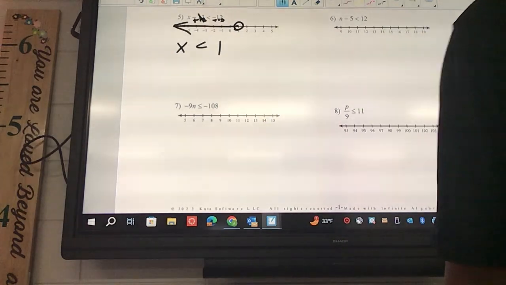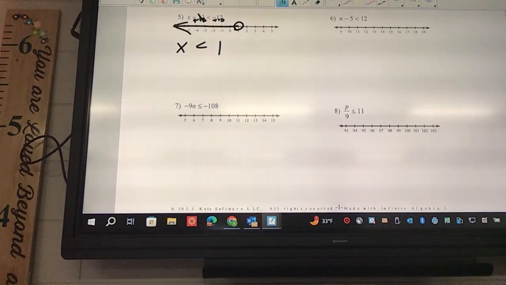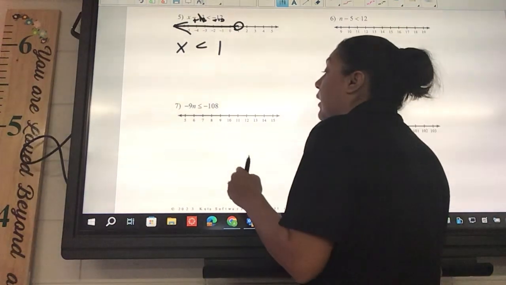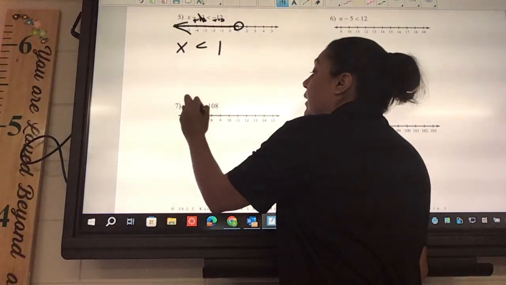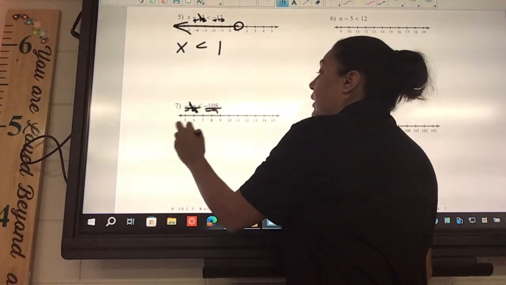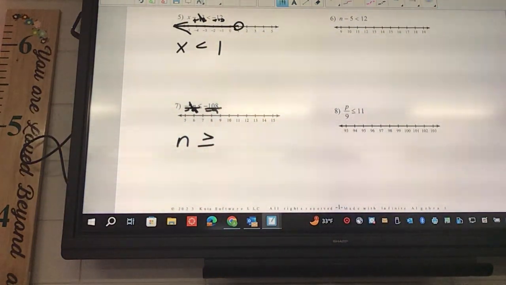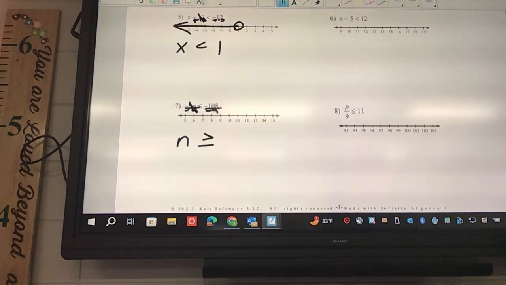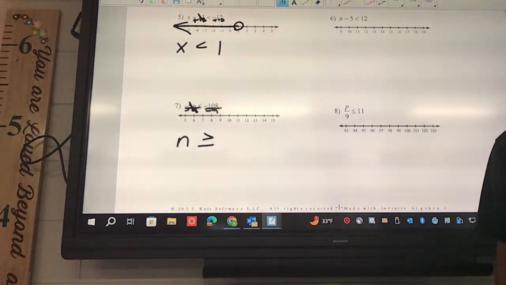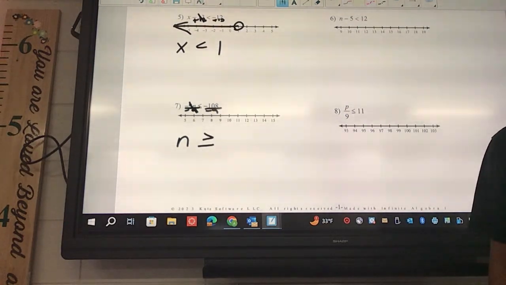Okay, 7, what needs done? Divide by -9. Okay, do we need to flip? Yeah, because the 9 is negative, we do need to flip, and I don't know what that is. What is -108 divided by -9? -12? Well, I know it can't be a negative. Positive 12.